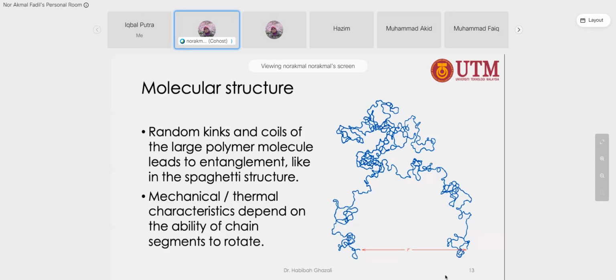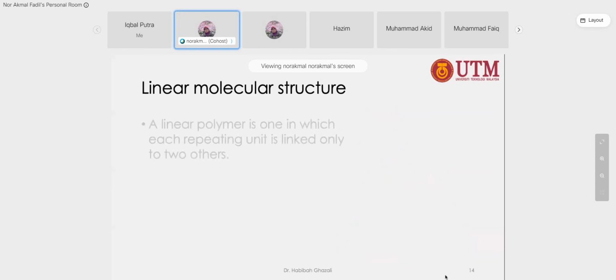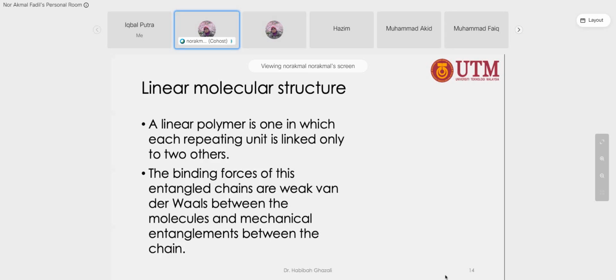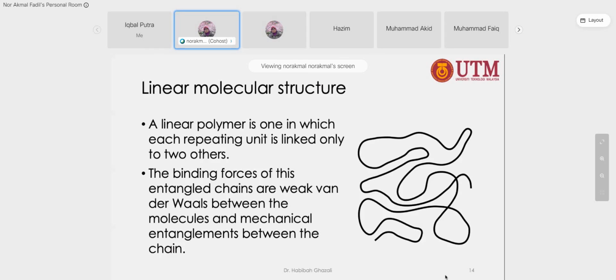Okay, mechanical or thermal characteristics depend on the ability of chain segments to rotate. So a linear polymer is one in which each repeating unit is linked only to two others. The binding forces of this entanglement of chains are weak: van der Waals forces between the molecules and mechanical entanglement between the chains. Okay, so it's just single linear polymer chains and they just entangle.